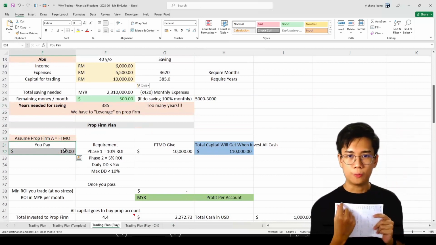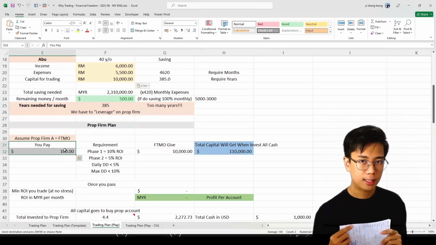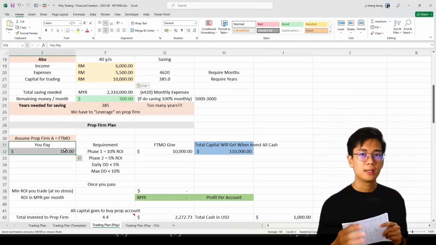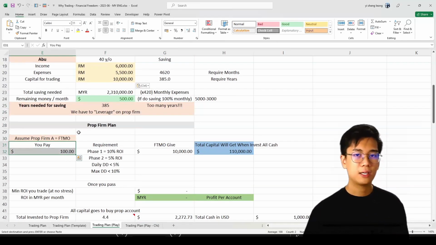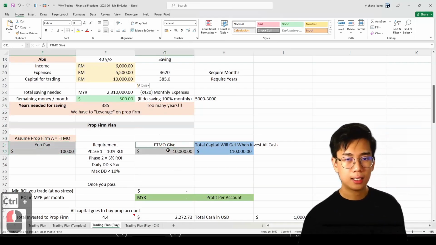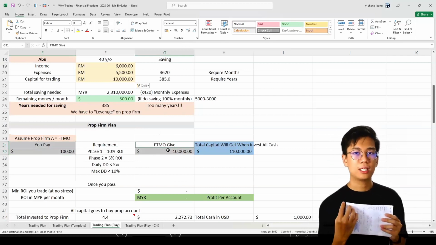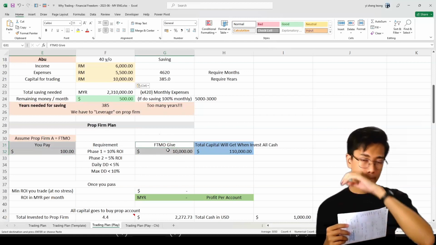Right now, you pay me a $100 deposit. You tell me that you are a good trader. Okay, fine, I believe in you. You just pay me the $100 deposit first, and I will give you a $10,000 demo account first. So you give me $100, I give you a $10,000 demo account.